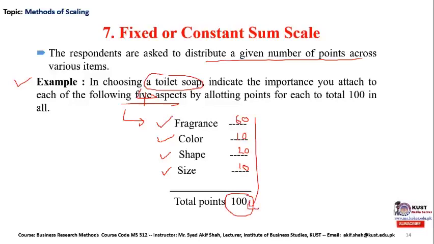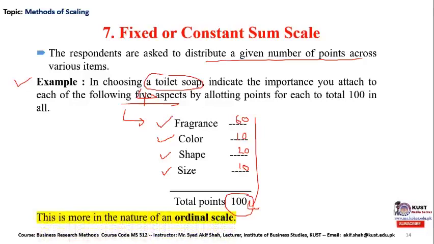So here we can judge how important a particular factor is for the respondent. When such a scale is used to collect data related to the particular study under consideration, the scale is known as a fixed or constant sum scale. This is more ordinal in nature because we are actually giving the order of importance to the different factors related to the individuals.